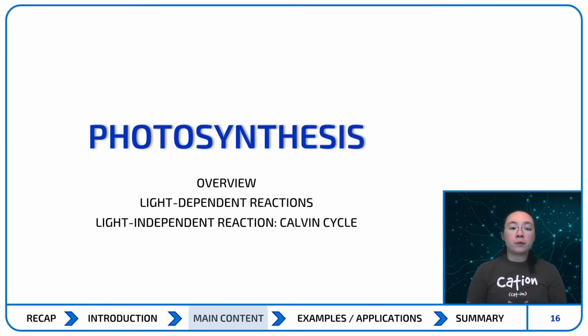So with some of those talks about ATP and redox reactions out of the way, we can then move on to photosynthesis, which starts with sunlight. In photosynthesis, we can actually break things down into two subsets of processes. One is light-dependent reactions, which require sunlight, and the other is light-independent reactions based on the Calvin cycle.